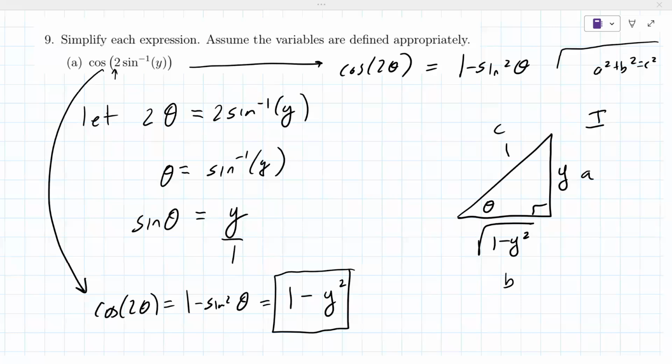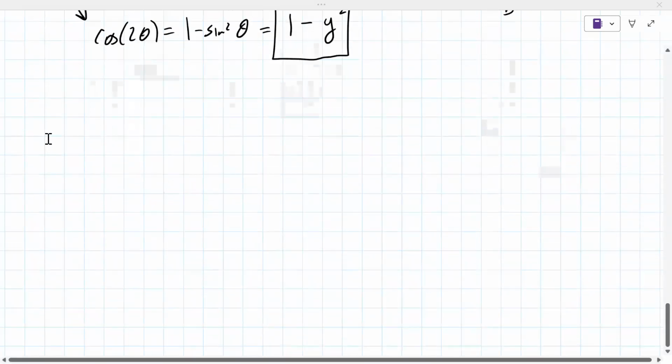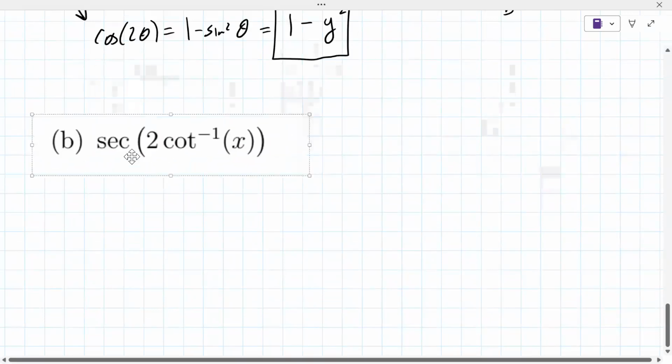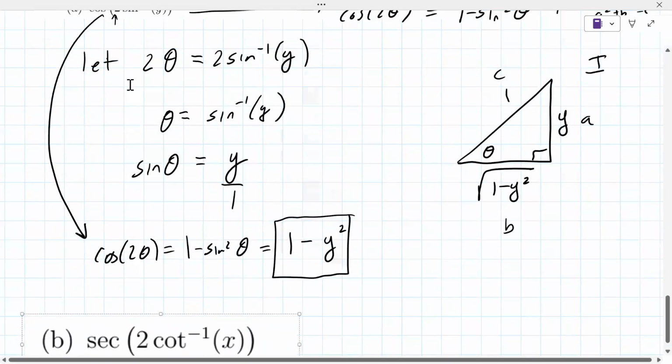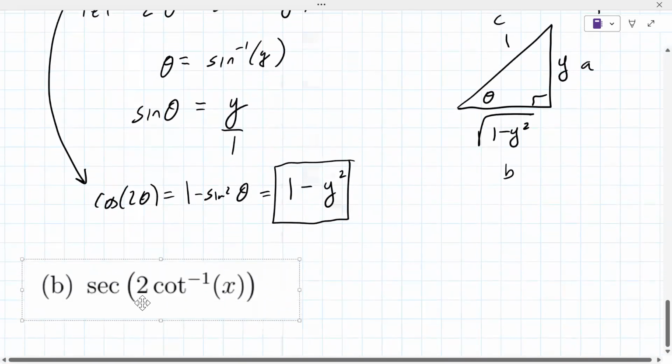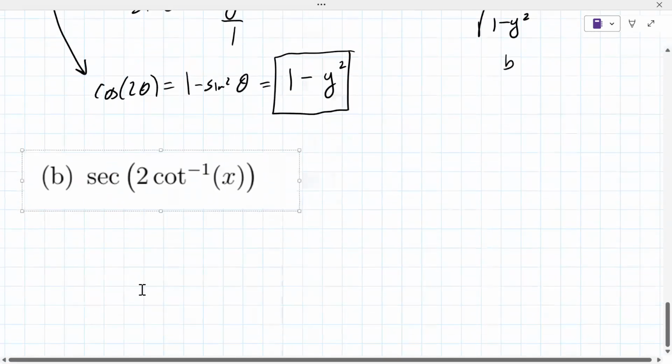Do you want us to do part B? Sure. Okay. Right. It should make this comment that it's really easy to change these to half angle formulas, like if this was 1/2, something like that. But because it's a 2, it's a double angle.